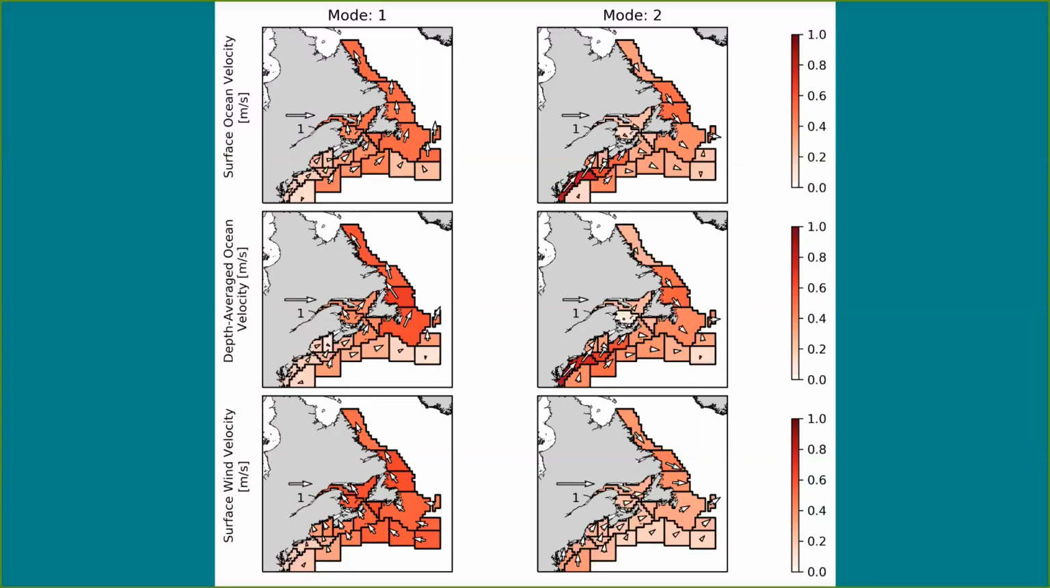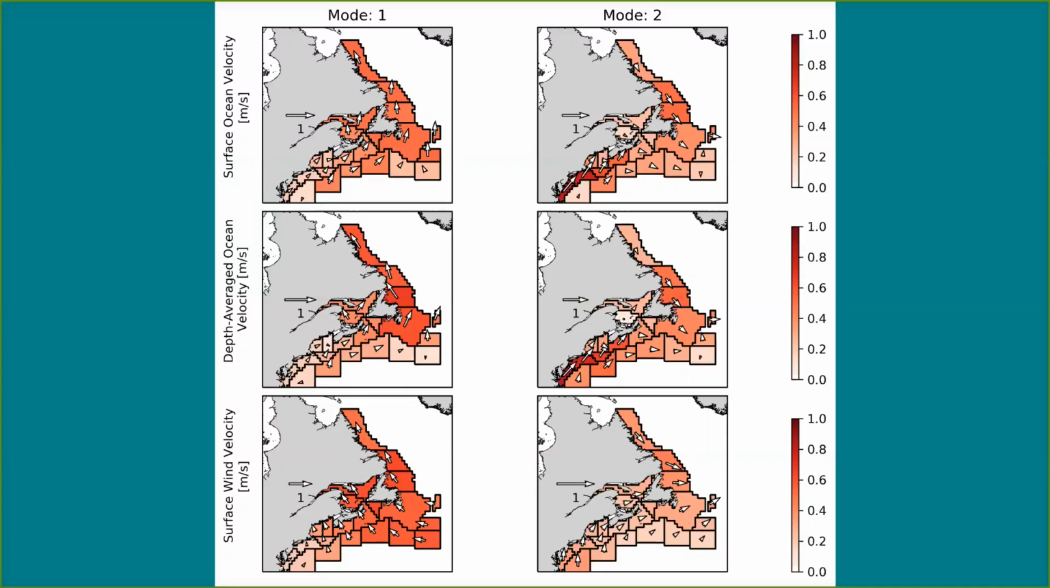Using plots like this, we can say the following sort of things. The first PC time series, which we noted from before was well correlated with the AMO index, is also well correlated with an enhanced Gulf Stream and weakened Labrador current. And this is true if we look at both the surface ocean velocity anomaly and the depth averaged ocean velocity anomaly.